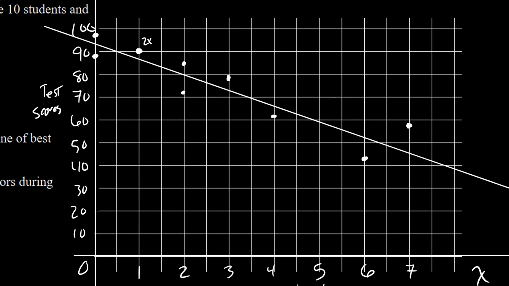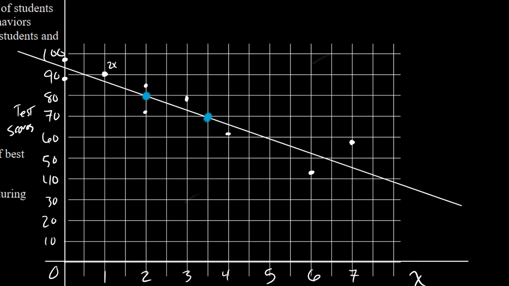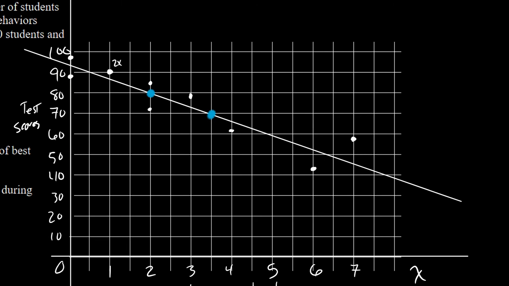And with this line, what I'm going to do is pick 2 points that I'm relatively sure are on the line and use those points to describe the equation of the line. So for example, if I look at this point here, this is 2 sleepy behaviors and a score of 80. And for the other point, I don't see another great one. I could do this, it's a little awkward. It's 3.5 sleepy behaviors, not quite a sleepy behavior, but 3.5 sleepy behaviors and a score of 70. Those 2 points are the points that I'm going to use to figure out what this line of best fit is.